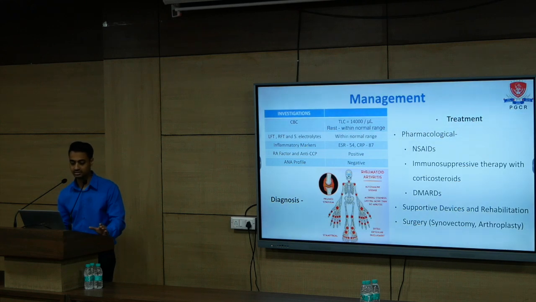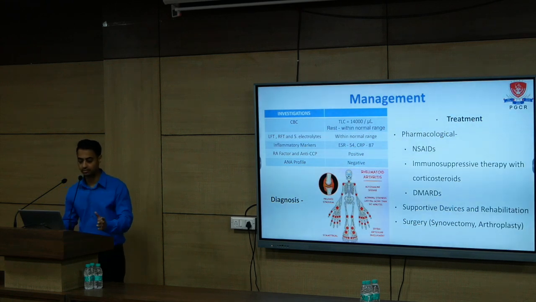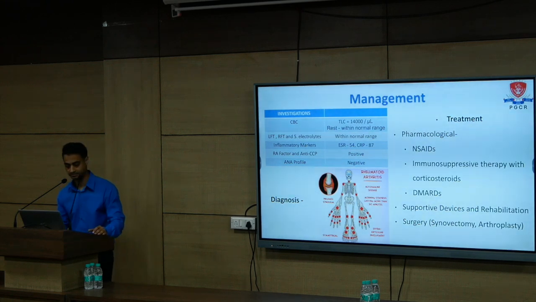First on NSAIDs, then immunosuppressive therapy was given with corticosteroids and DMARDs. And to prevent further deformities, we also provide supportive devices, and a center for adequate rehabilitation. And if all this conservative management does not work, in the later stages we can also advise synovectomy if the stage is still on synovitis. And once the joints are completely degraded, we can go for arthroplasty.